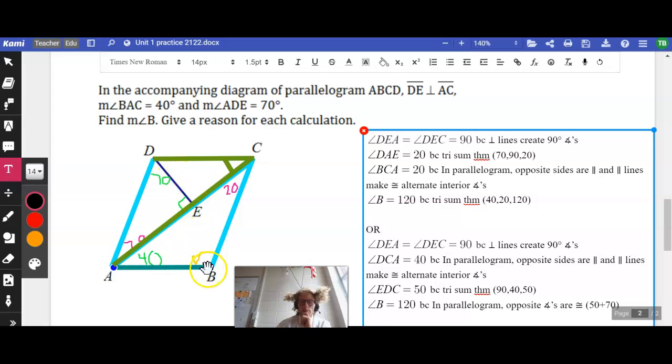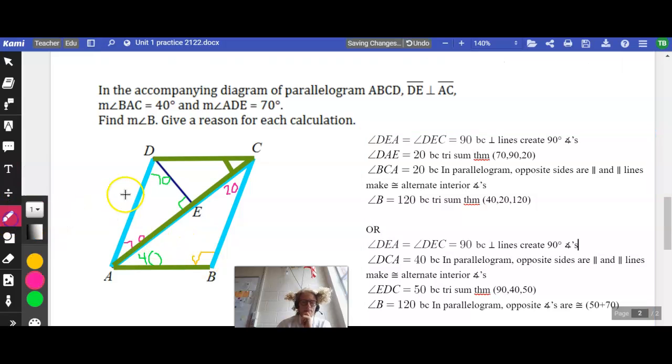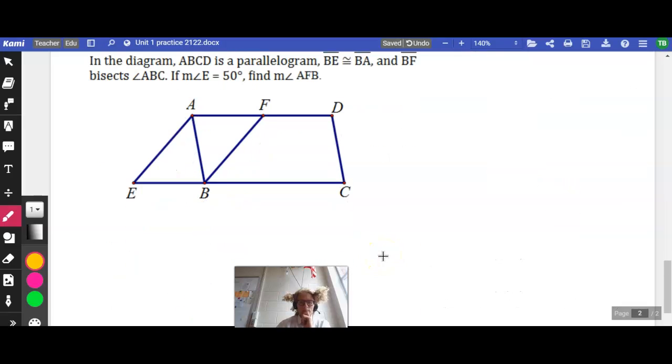And then angle B would be 120 because opposite angles are congruent in a parallelogram. And we can see that this whole angle is opposite of this whole angle. So 70 plus 50 equals 120. Okay, there's that one. So on to the last one.